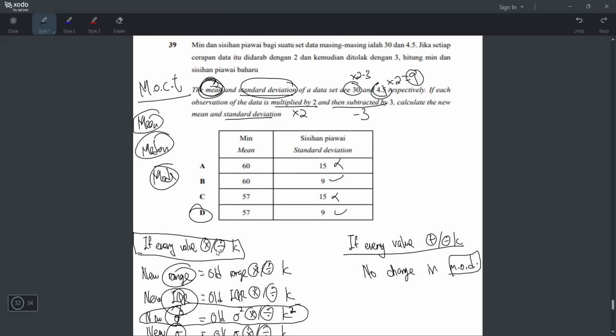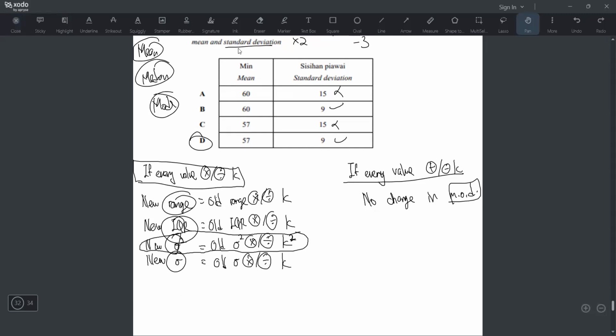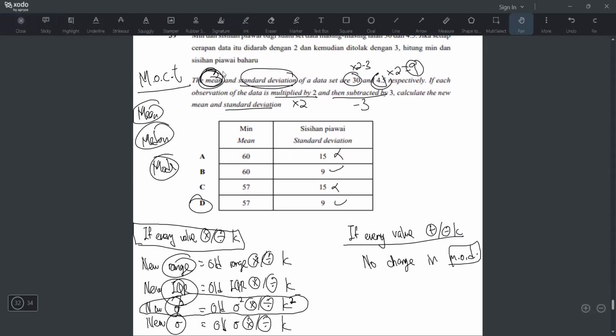Right? But for measures of dispersion, it's not like that. Measures of dispersion will only get affected when you take every value times or divide with a certain value. Okay, if plus minus, it will have no change, right? So for the mean, the old mean is 30, right? So what happens if you take every value times 2 minus 3? Then your new mean is also 30 times 2 minus 3. That's why you end up with 57. D is the answer. Okay?